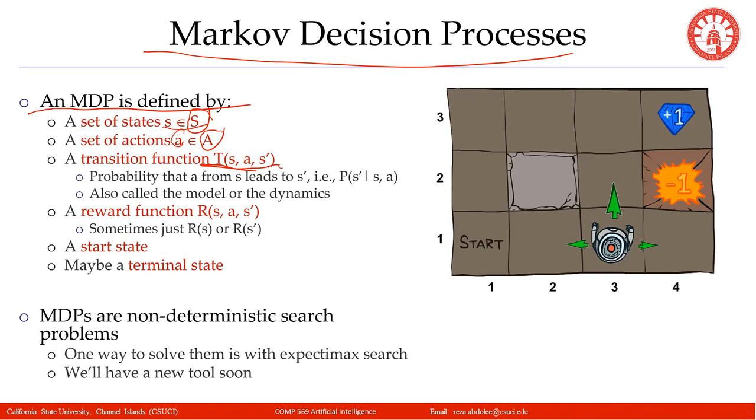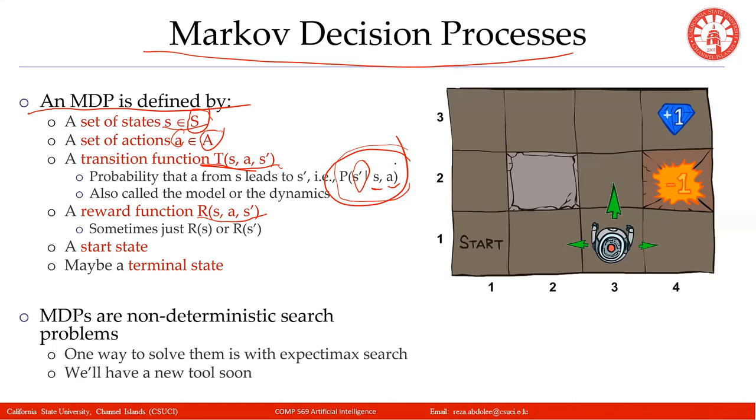And for each transition, or for each move from a state S to S prime, there's going to be a reward associated with it. So I forgot to tell you that the transition function can be described as a conditional probability, meaning that given state S and action A, we end up with a state S prime. This is a probability that tells us with what probability this transition can happen.